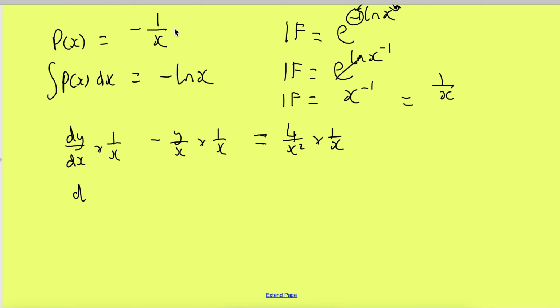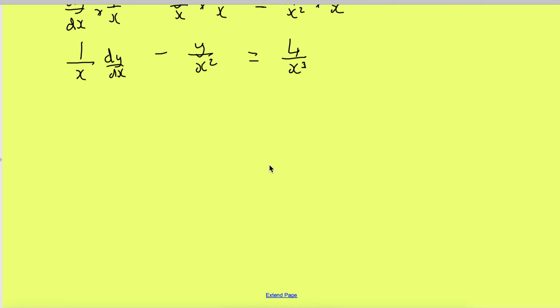That means you've got, I'll put the 1 over x first this time, I just prefer it, 1 over x dy by dx, take away y over x squared equals 4 over x cubed. Right, so that's me finished part 4. Now this bit always becomes d by dx of your integrating factor, which is 1 over x multiplied by y, every time. And the right hand side stays the same.